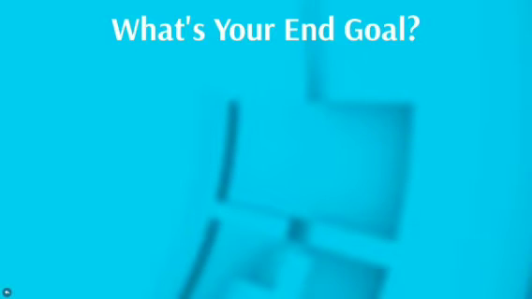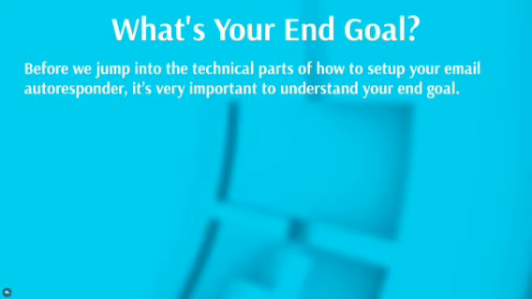So before we jump in and talk about the technical parts of how to set up your email autoresponder series, it's really important to understand your end goal. Like, how many different ways and different opportunities do you have to profit, right? Unless you really understand at least a little bit of your plan, then jumping in like everybody else to just build a list is not going to be productive at the end of the day, right?